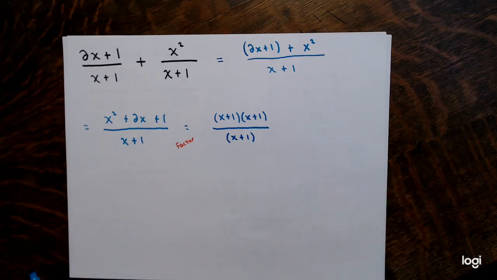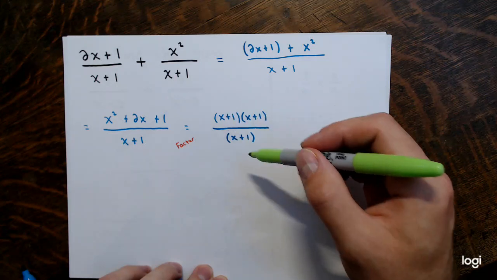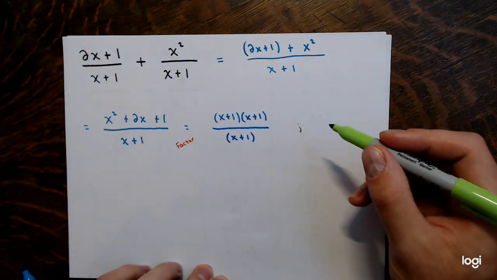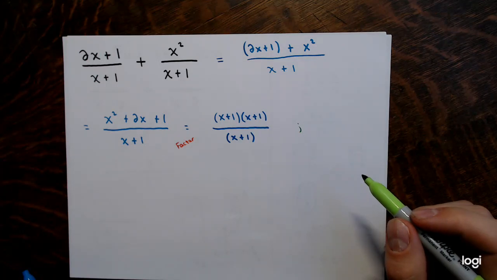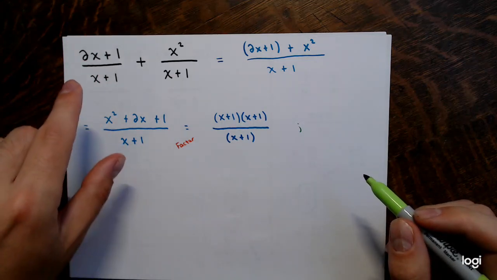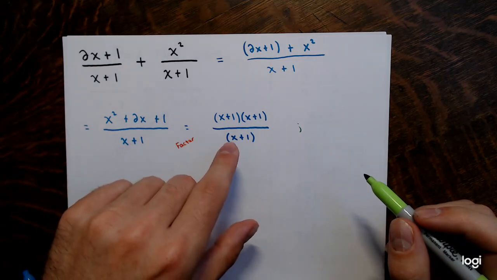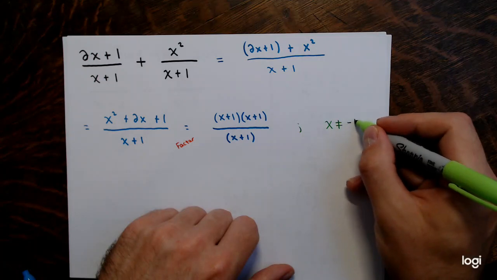And then before I do any simplification, I know you probably already see it, they both share a factor of x plus 1. But before I simplify, I'm going to point out again values of x that are no good, values of x that I cannot plug in because they'll make me divide by 0. And that would be negative 1. You see in all these, the denominator is x plus 1. So x cannot be equal to negative 1.